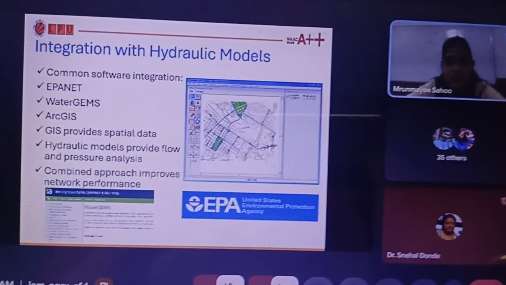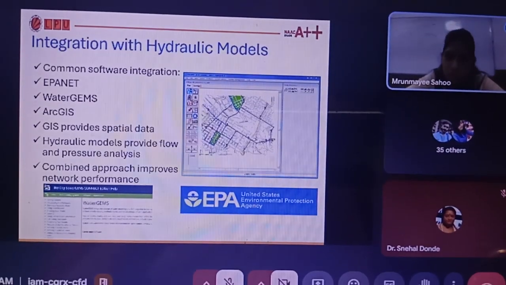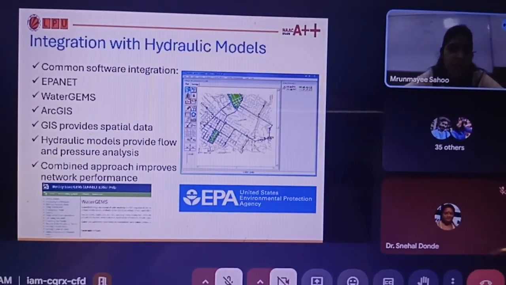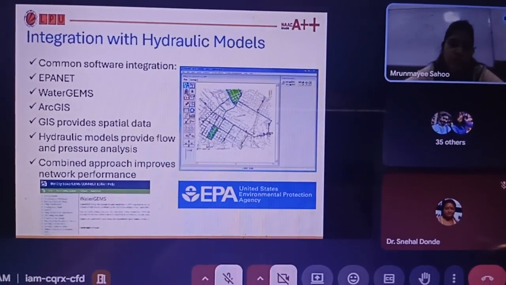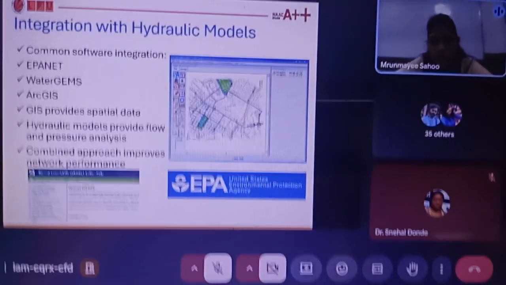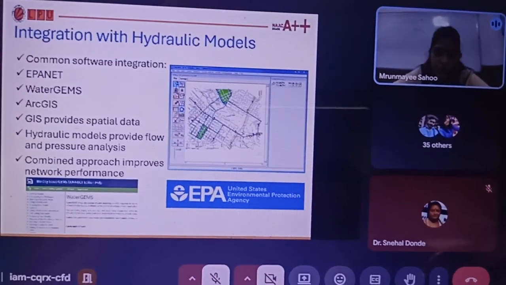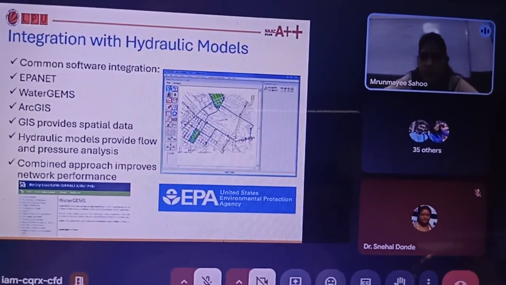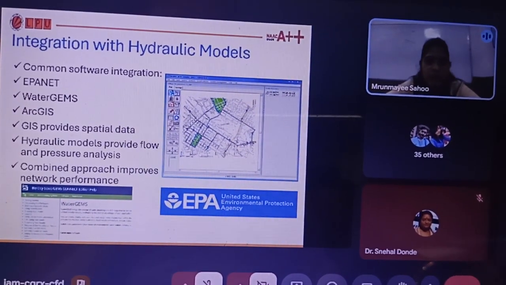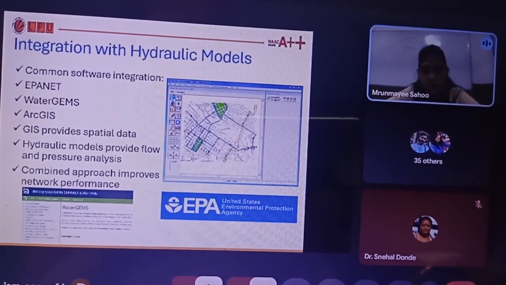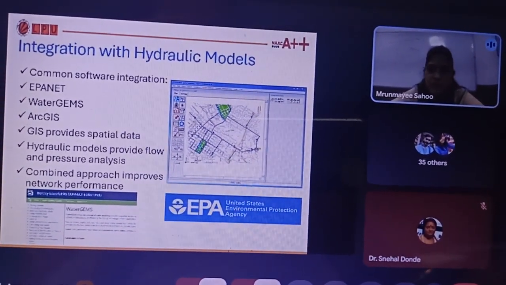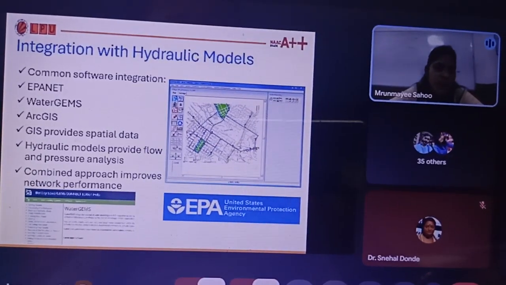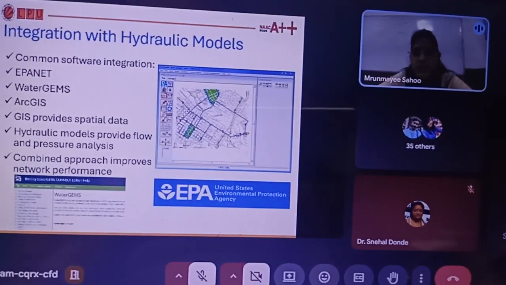Now coming to the models which actually we use in GIS, as I say, EPANET is a very common tool which we use, and that is given by US EPA. And EPANET is your environmental protection network, okay? Environmental Protection Agency's network. So EPA is Environmental Protection Agency, and this EPANET is an Environmental Protection Agency network.